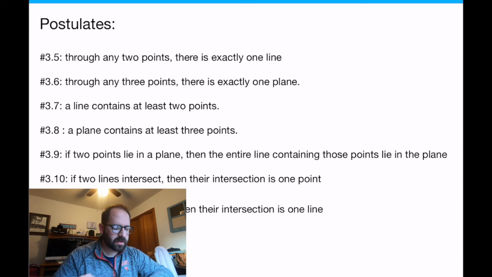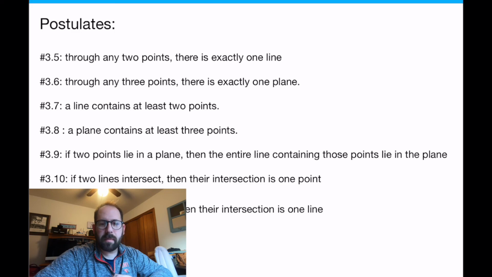So 3.5 talks about a line, 3.6 talks about a plane, then it goes a line again, then a plane again, and then the last one goes a line, then a plane. So that's how I kind of memorize these. They're always kind of paired together. It talks about basically how these postulates came about. These are like definitions of the words we've been talking about, so it's kind of a nice little review.